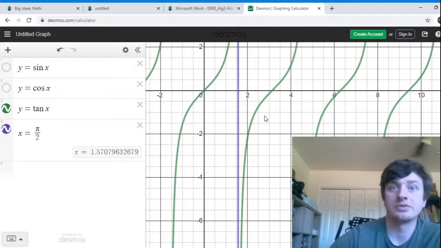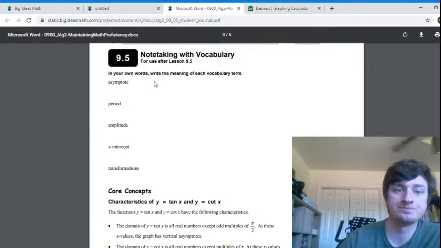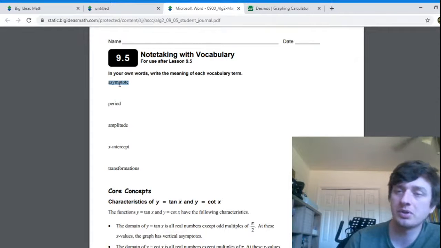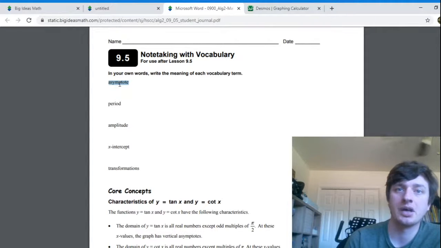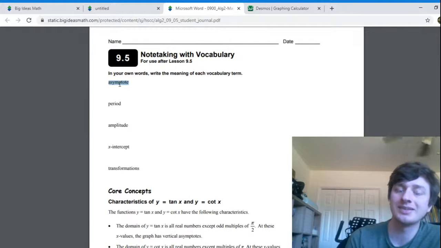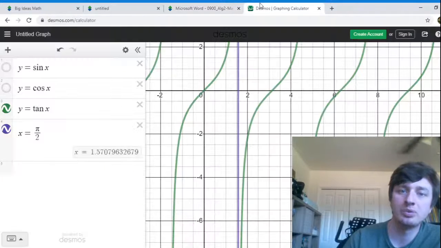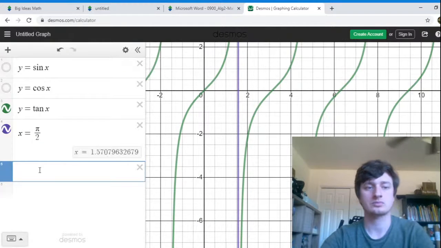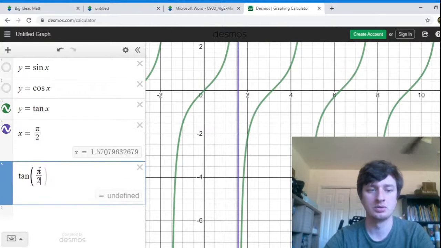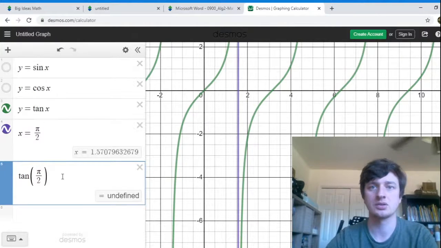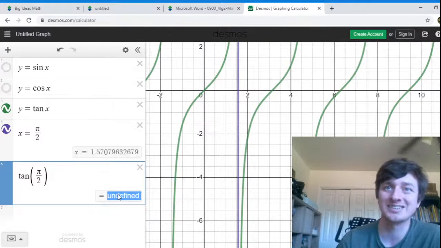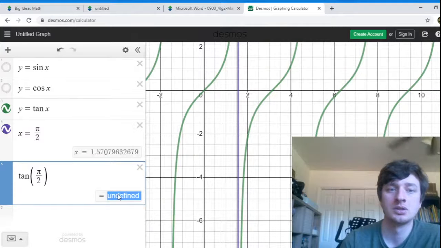And that is called an asymptote. It's a fun word, I guess, which is our first vocab word in our student journal, which is in the Dropbox folder. You should have access to that. So the asymptote is where the graph is undefined. It does not exist. When I put in tangent pi divided by 2, it says the answer here is undefined. Because it's not defined there. The graph does not exist.